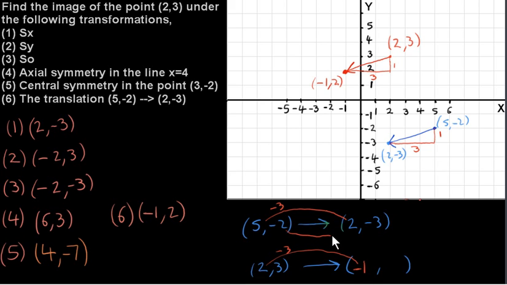Now we look at the y values. What do we have to add or subtract to -2 to get -3? Well, we look at -3 minus -2. -3 plus 2 is -1. So -2 minus 1 is -3. And we have to take the 3 and subtract 1. 3 minus 1 gives us 2, just like in the picture.